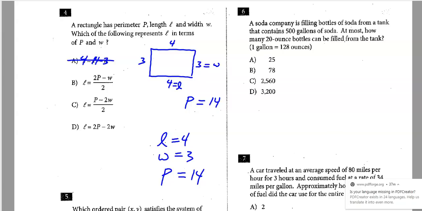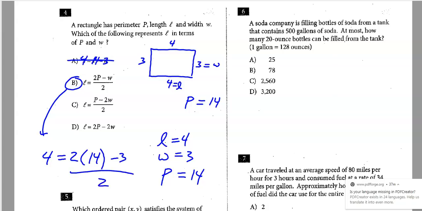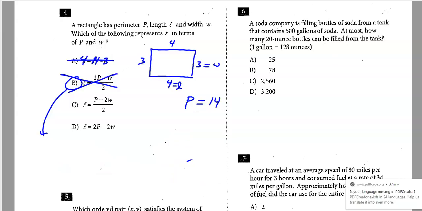When you try the next one here, let's say I'm going to try B. I could write that in and say, hey, 4 equals 2 times 14 minus 3, all divided by 2. If I try that one, I will get 14 minus 3, which is 11, times 2 is 22, divided by 2, which is not equal to 4. So I know that this one is incorrect. I could then try it again. Now this way is longer, but if you're in a pinch and you're not very good at rearranging terms, you just got to roll with it.